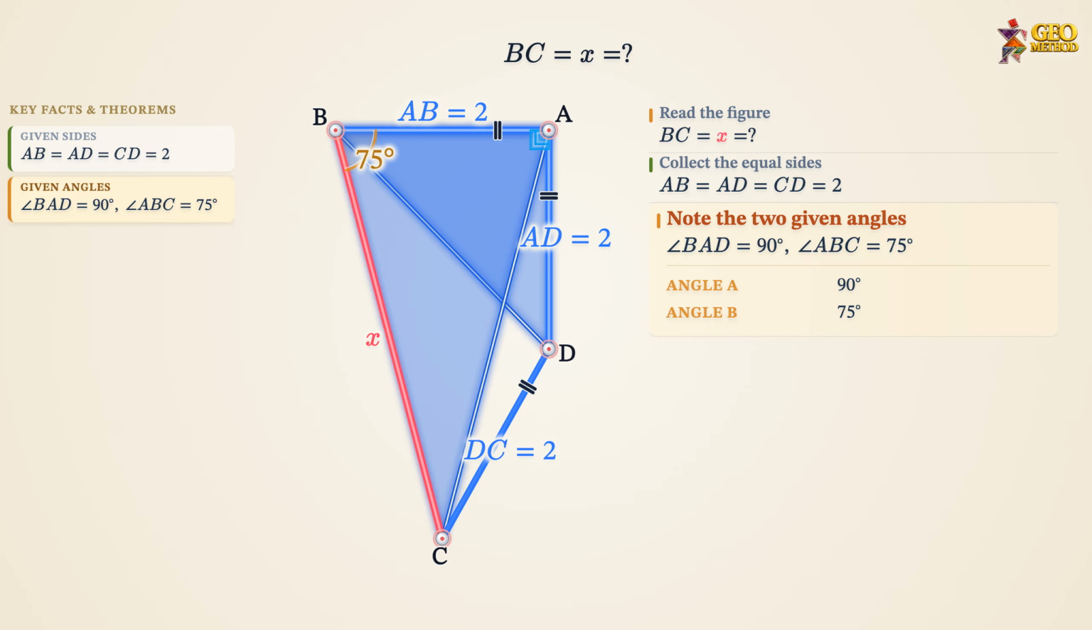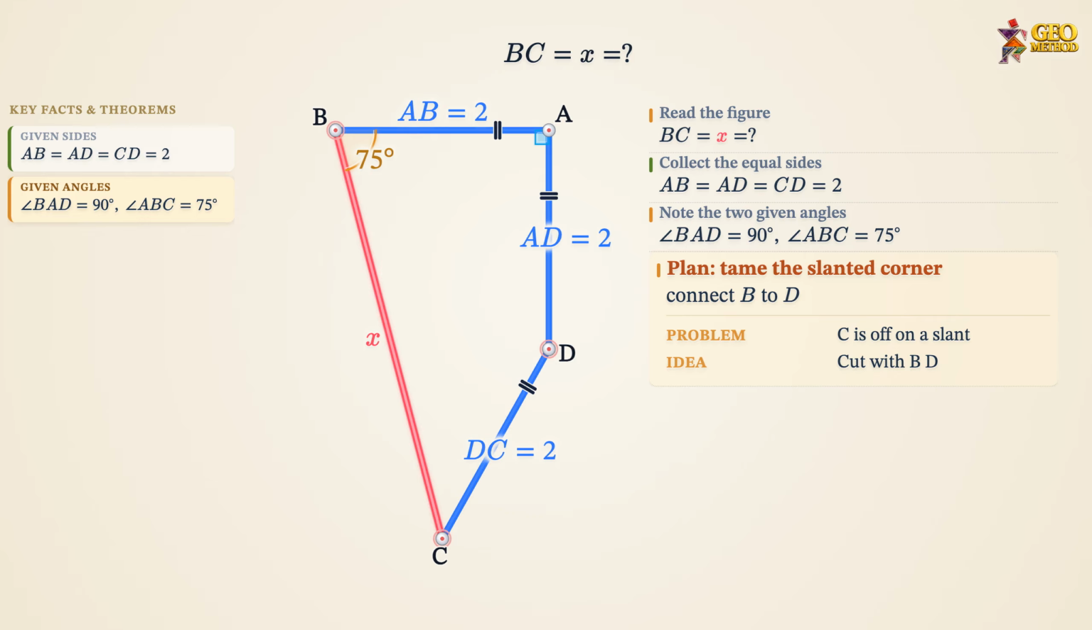Two angles are given. The corner at A, angle BAD, is a right angle, and the corner at B, angle ABC, measures 75 degrees. These two facts will drive the entire solution. The vertex C sits off on a slant, so segment BC is hard to reach directly. The clean move is to connect B to D, splitting the quadrilateral into a triangle we fully understand and a second triangle that carries the unknown.